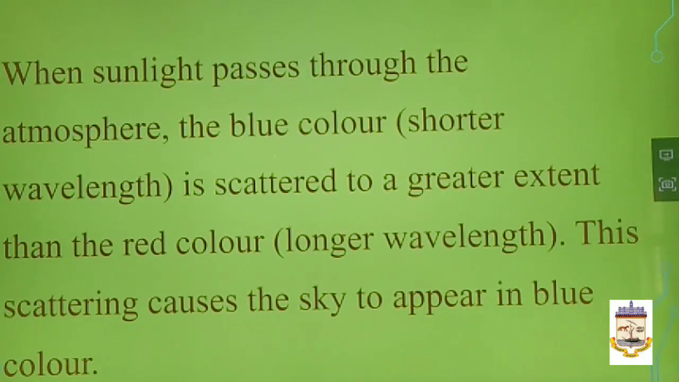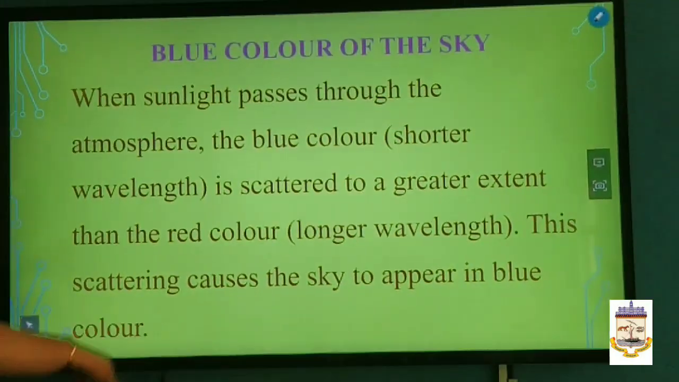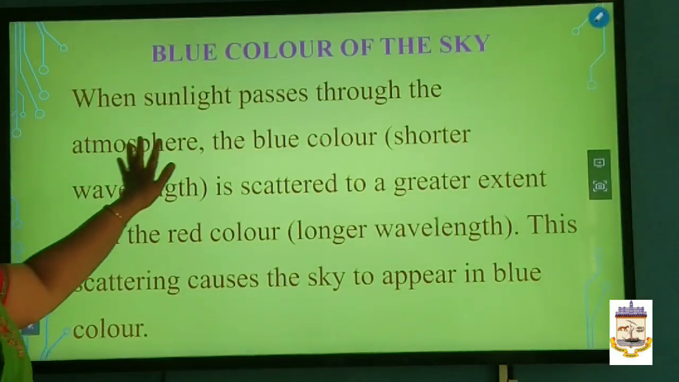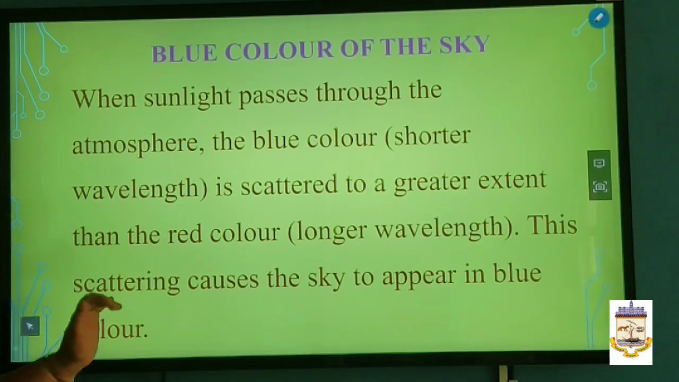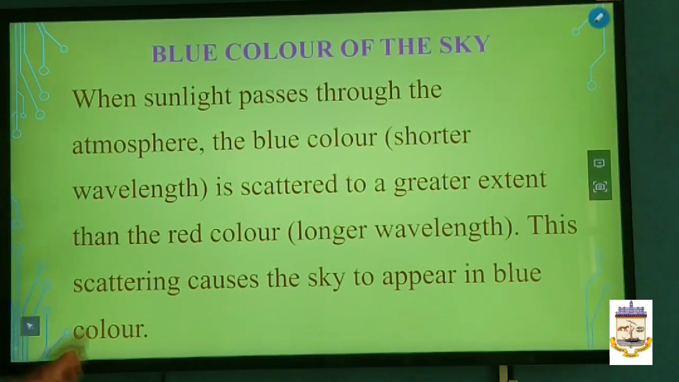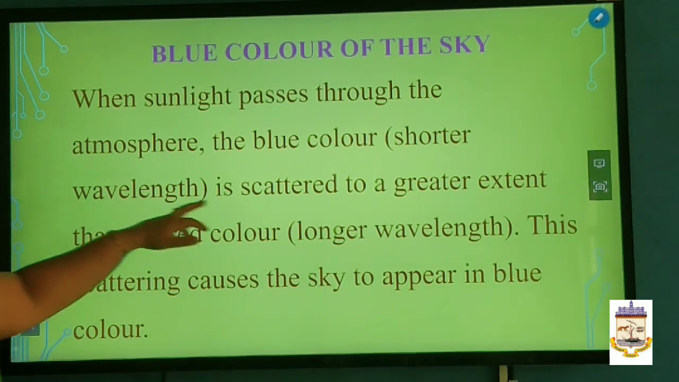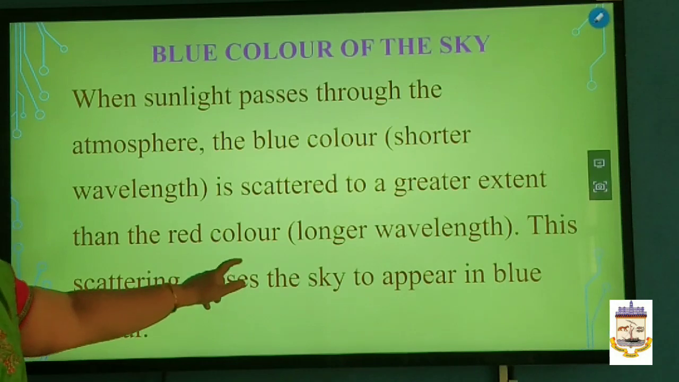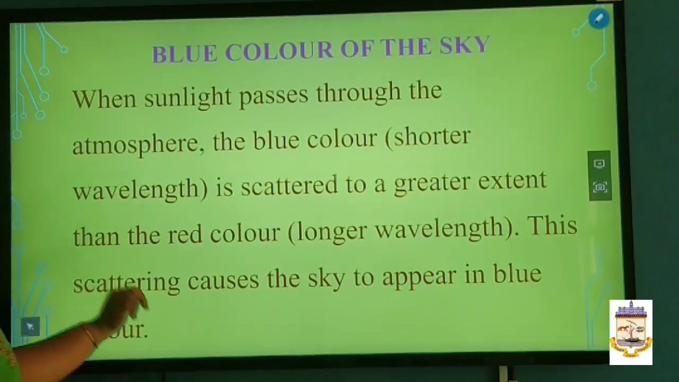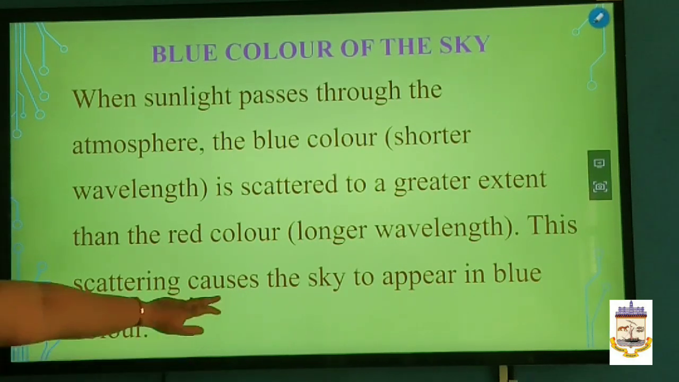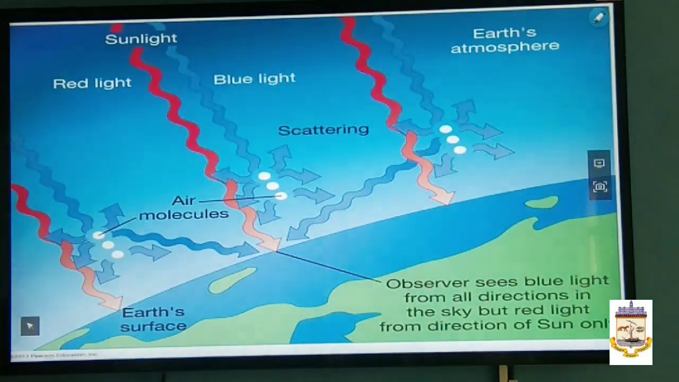See what happens here when sunlight passes through the atmosphere. Blue color has a much shorter wavelength compared to other colors. So, it is scattered to a greater extent than the red color. Therefore, this scattering causes the sky to appear blue. See this picture, it is very clear for you all.